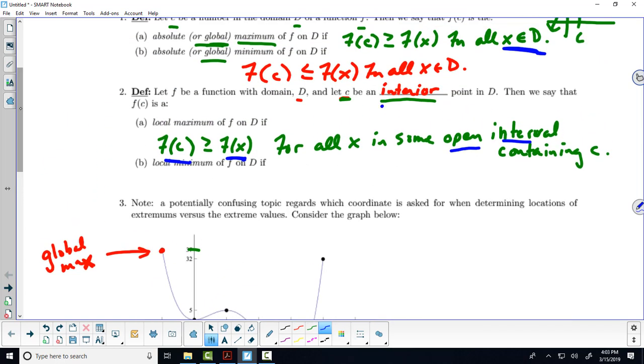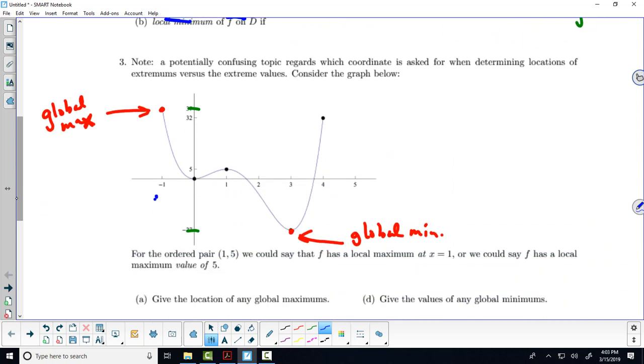Because we said that it had to be an interior point, we cannot include x equals -1. But there is a local maximum in this problem, and in this case we would say that this point right here is a local maximum.